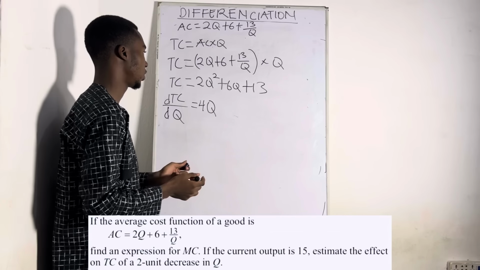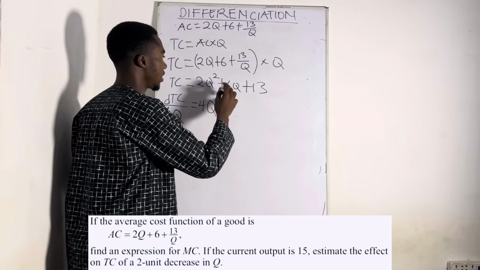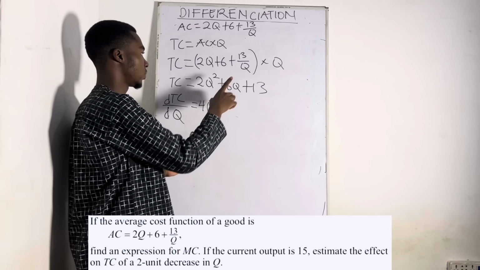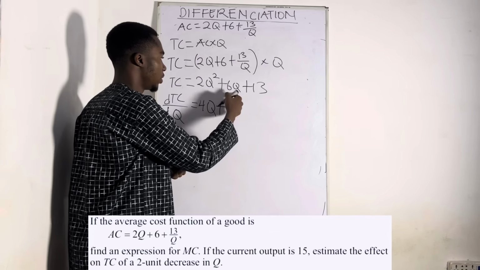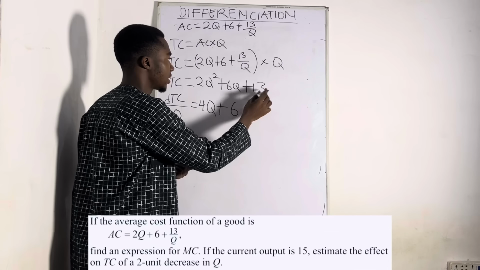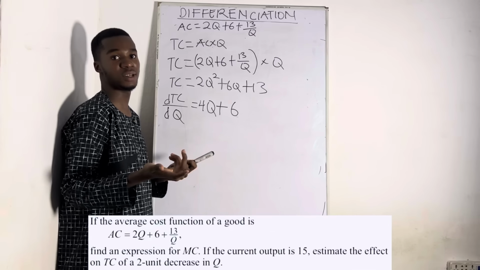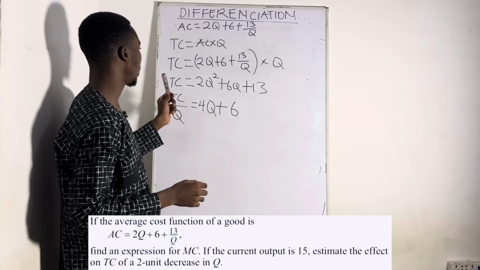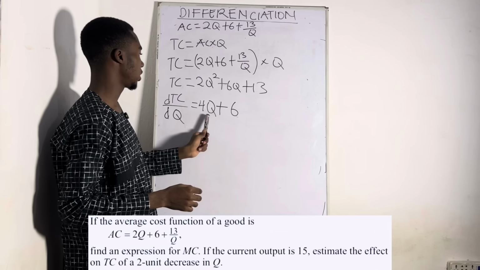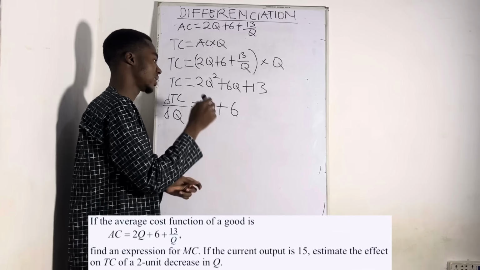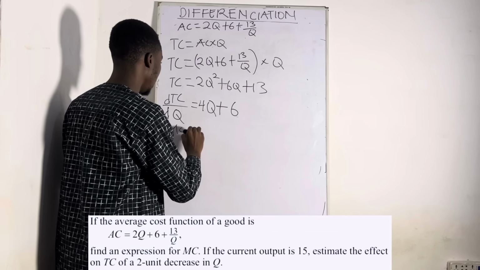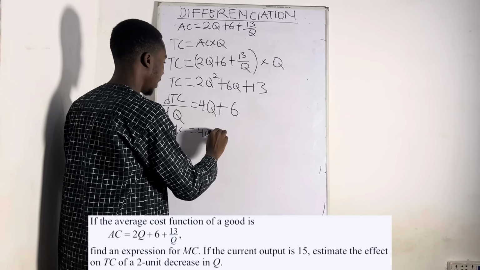So you can write it as 4q plus 6q. I said if you have a number and a variable attached to each other, whereas there's no exponent, you just assume that the variable is not there, so plus 6, plus 13. When you differentiate 13, you get 0 from what we said earlier. So when we differentiated the total cost function, you are getting 4q plus 6. So this 4q plus 6 is our marginal cost.